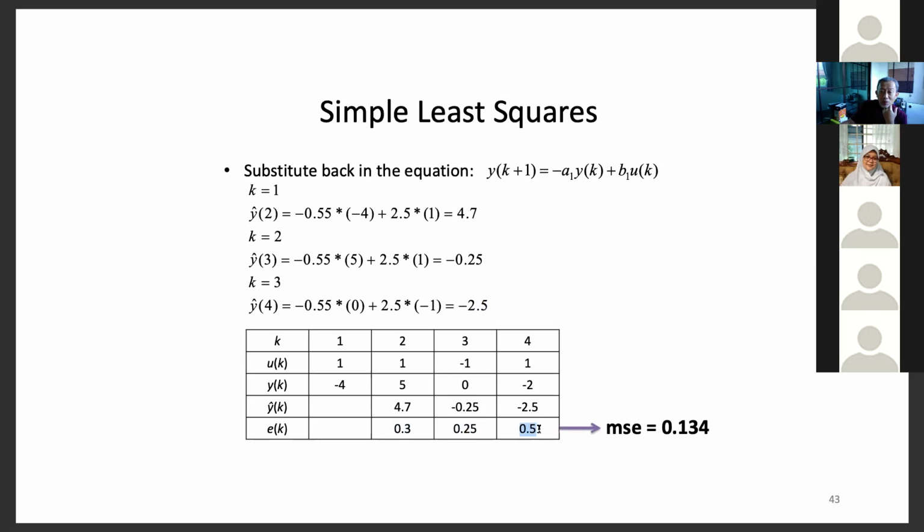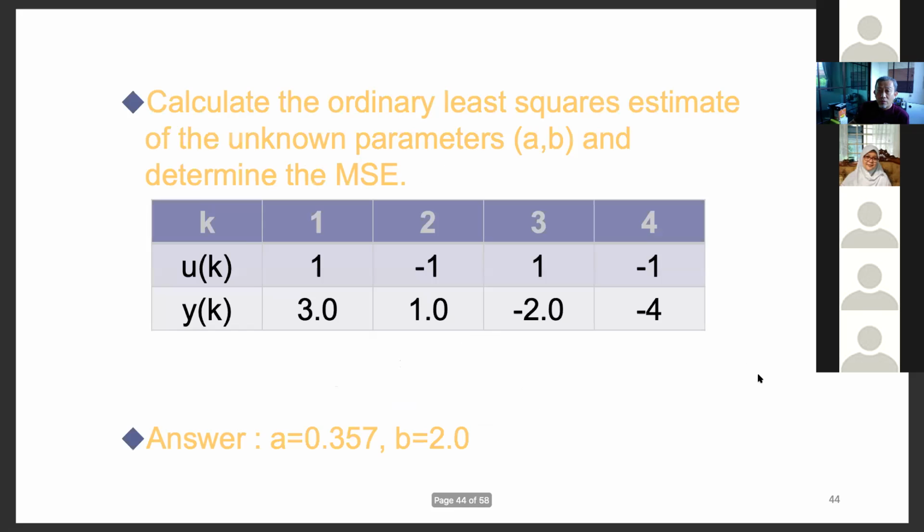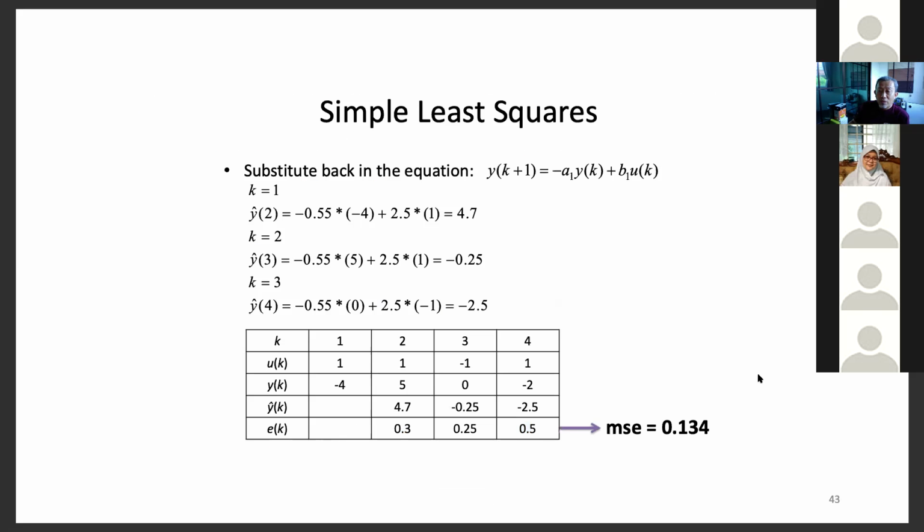Modulus, error must be modulus. It means that if the error is negative, you have to find the modulus so it becomes positive. And the mean square error is the average of these three values, 0.3 plus 0.25 plus 0.5 divided by 3. So you get the mean square error. Prof, MSE, it's short for what? Mean square error. Okay.